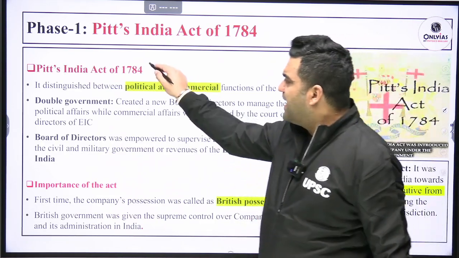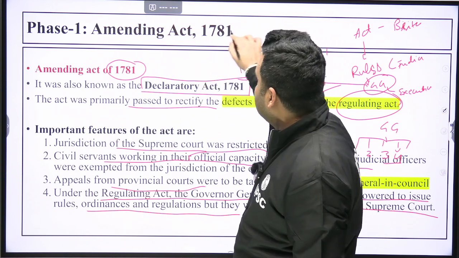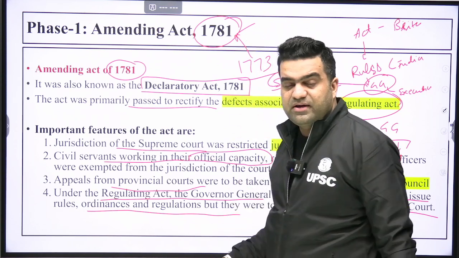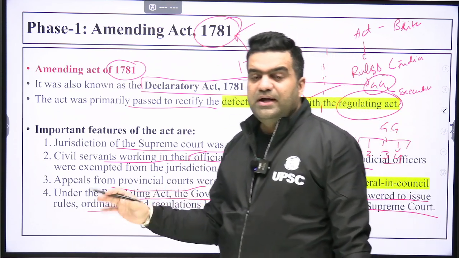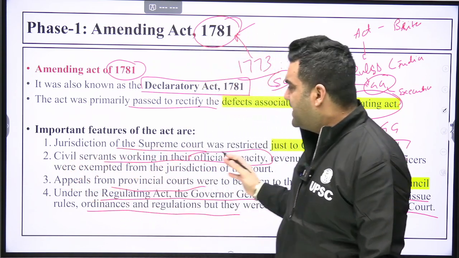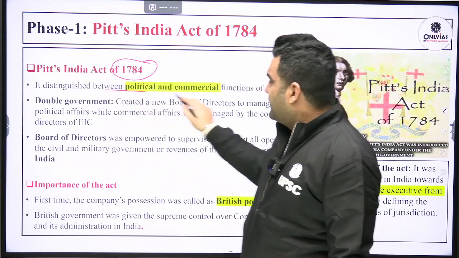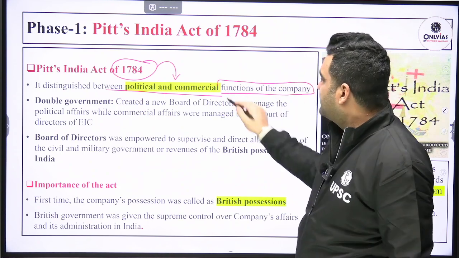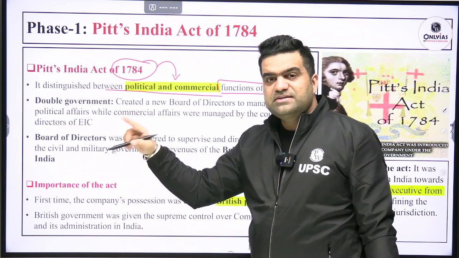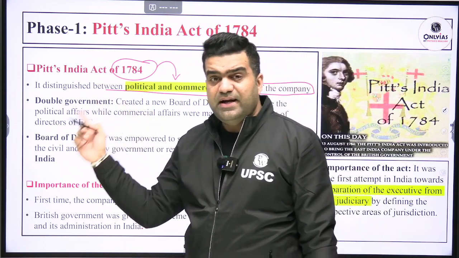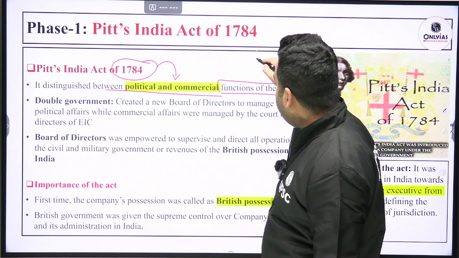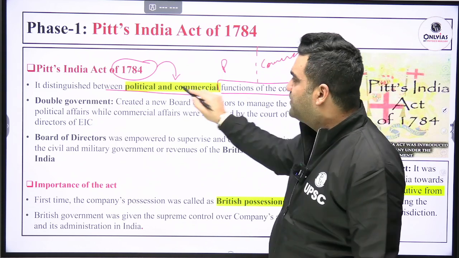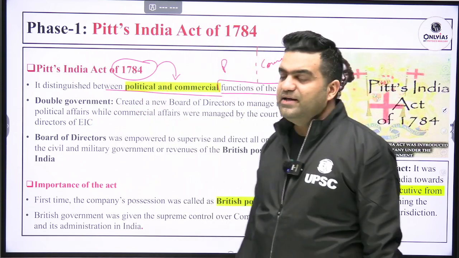Now, Pitt's India Act, another major legislation. This act is an addendum to the Act of 1773. It's just an adjunct, not something out of the box, right? Pitt's India Act of 1784 distinguished between the political and commercial functions of the company. The 1773 Act gave the political and administrative powers, but a clear demarcation between the political and commercial activities came through the Pitt's India Act of 1784.